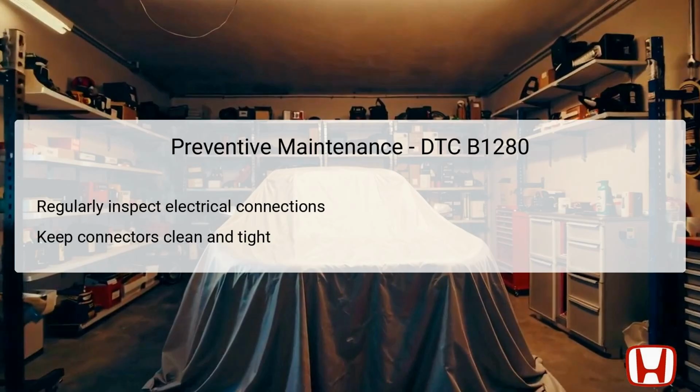a Honda Civic. Regular inspections of electrical connections can help identify signs of wear, corrosion, or looseness before they escalate into malfunction issues. It is equally important to keep connectors clean and tightly secured, as dirt or loose connections can disrupt the circuit flow. Routine checks can prevent intermittent issues from occurring and prolong the lifespan of vehicle safety systems.